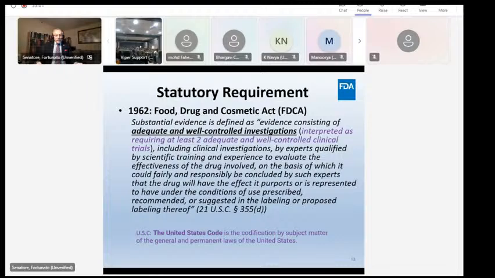to evaluate the effectiveness of the drug involved, on the basis of which it could fairly and responsibly be concluded by such experts that the drug will have the effect it purports or is represented to have under the conditions of use prescribed, recommended, suggested in the labeling or proposed labeling thereof. So in other words, in order to claim that a drug is safe and effective, you have to do good studies to prove it, and it has to be done by people who know what they're doing. And that's the law.